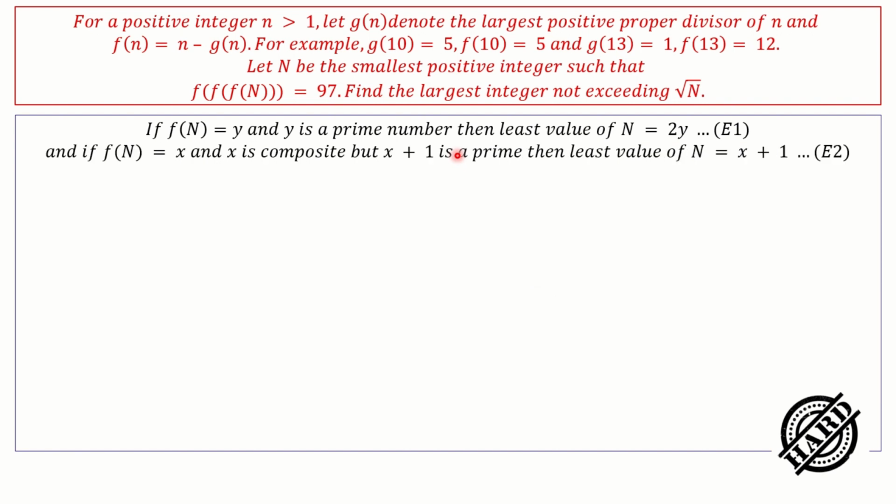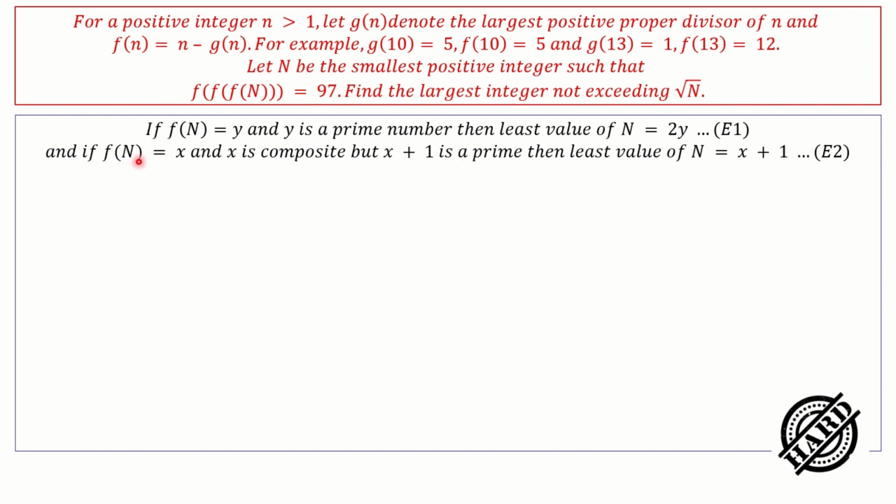Now, if f of n equal to x and x is a composite number, but x plus 1 is a prime, let's take an example. So that means we should take a number one short of a prime number. Let's take 10, because 10 plus 1 is a prime. Correct? 11 is a prime. So x equal to 10.